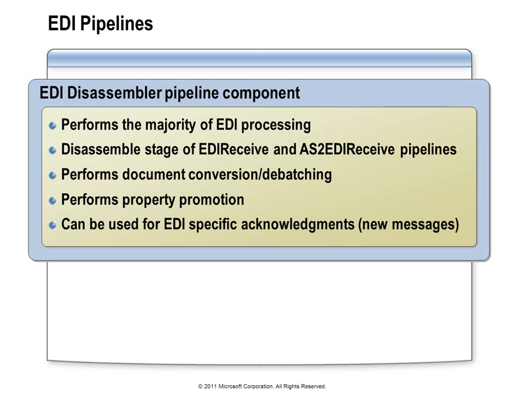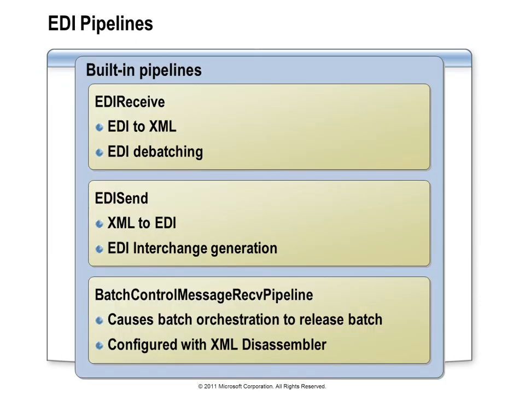Now the EDI disassembler, as I mentioned, is where a bulk of the work happens. So it's already there in the EDI receive and AS2 EDI receive pipelines. So you don't have to create a custom one, but you can. And it does all of that conversion and debatching. It does the property promotion. And as we'll talk about in a bit, it can also be used to do acknowledgments for the EDI messages. So EDI based acknowledgments. And I'll talk about those briefly in a moment.